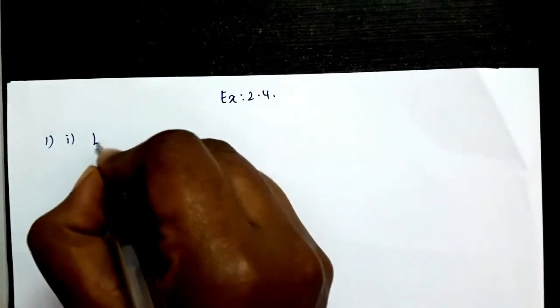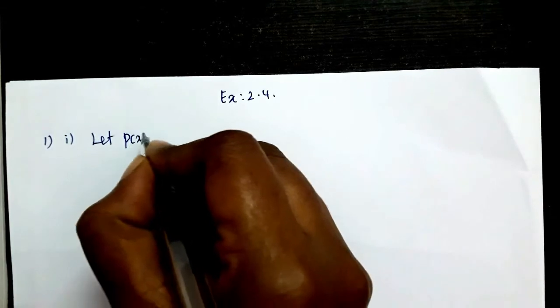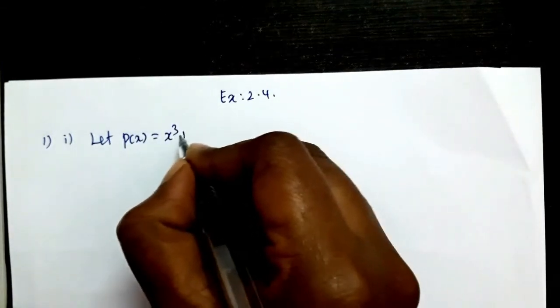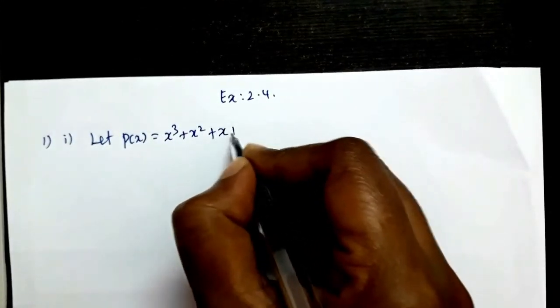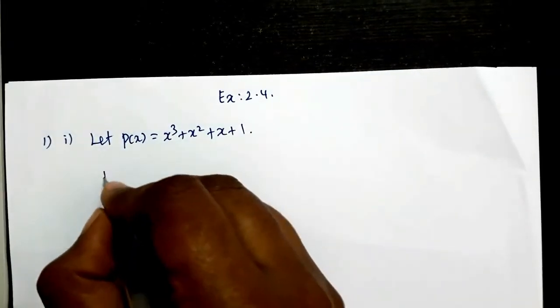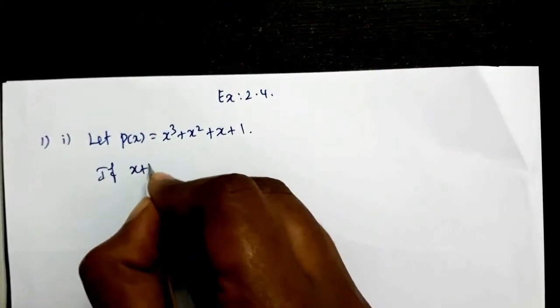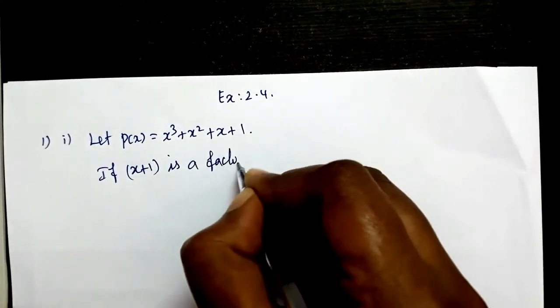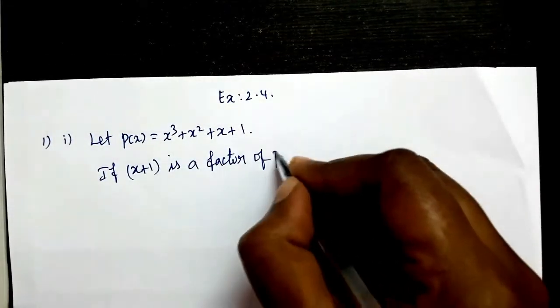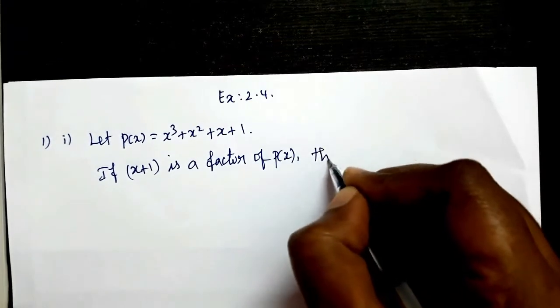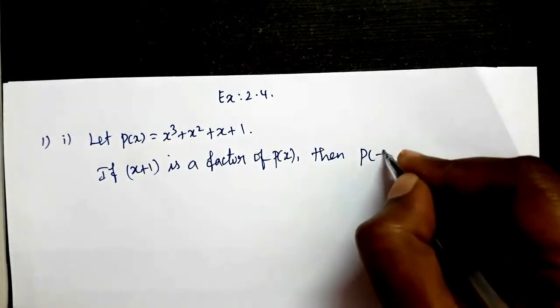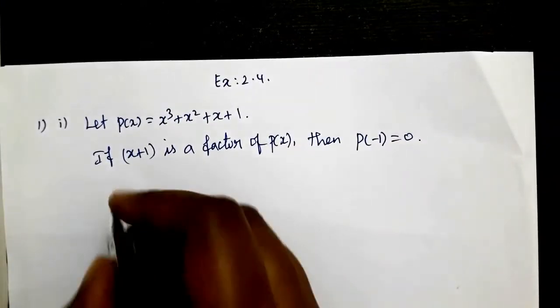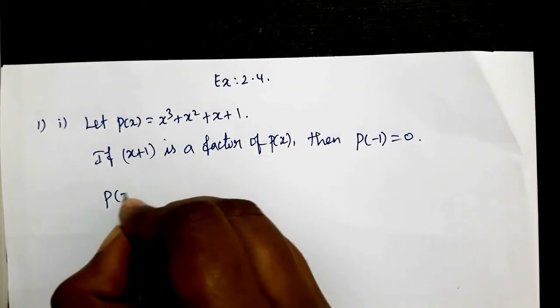First sub question. Let p of x equal to x cube plus x square plus x plus 1. If x plus 1 is a factor of polynomial p of x, then p of minus 1 equal to 0. Now we need to find p of minus 1.